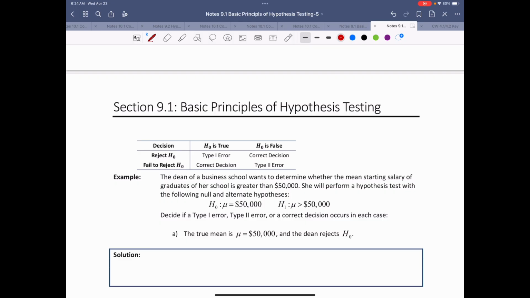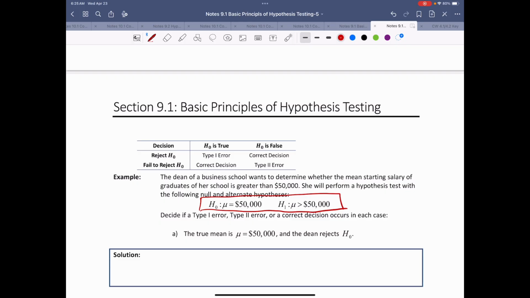All right, now here's what I want you to do as you're doing these problems. Notice that I reprinted the chart because you always want to print the chart, and it says, the dean of a business school wants to determine whether the mean starting salary of graduates of her school is greater than $50,000. She will perform a hypothesis test with the following null and alternate hypothesis. So here's what she's testing. Now I want you to look at what happens. It tells you the answer.